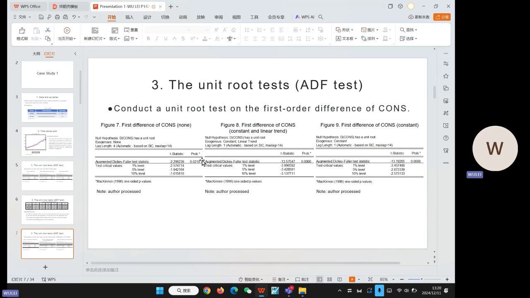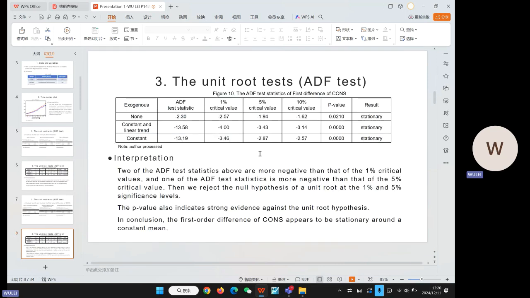so we need to do a unit root test on the first order difference of cons. There are also three pictures from EViews, the results of the ADF test. The ADF test statistics of the first difference of cons are in figure 10.